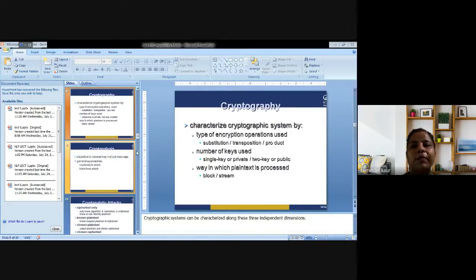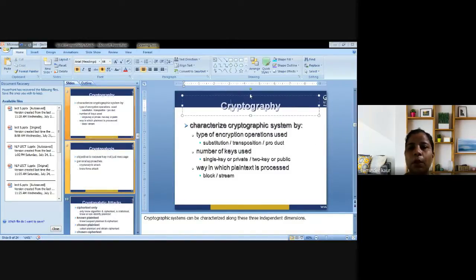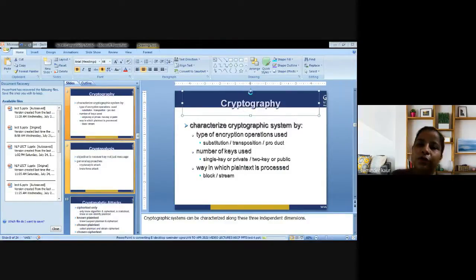So next is what is basically cryptography? We are supposed to characterize a cryptographic system by the type of encryption operation used. For example, we are using a substitution technique, a transposition technique, or we are performing the Cartesian product. So the underlying technique that is used for the encryption operation could be mentioned here.